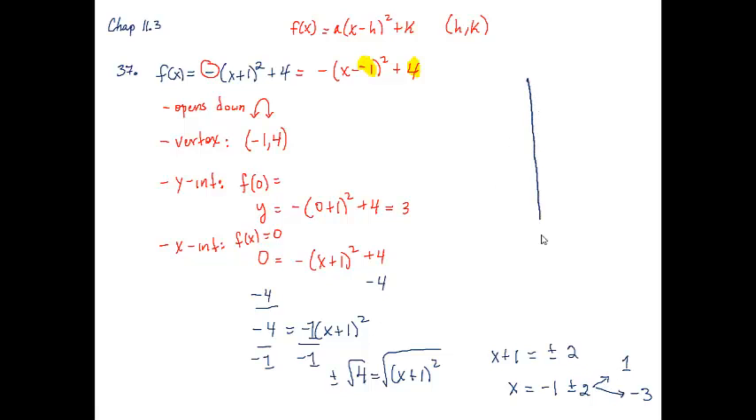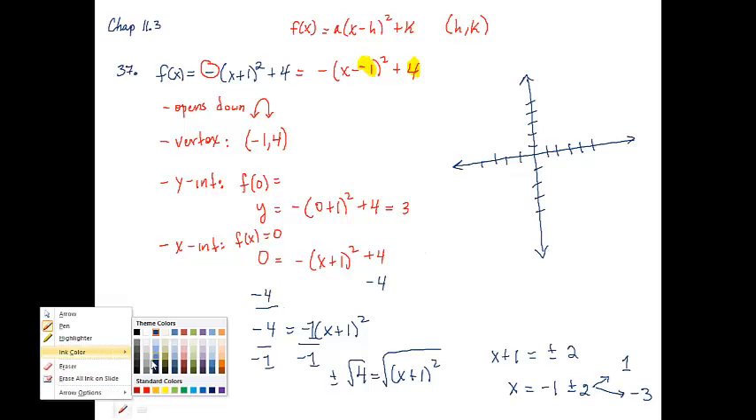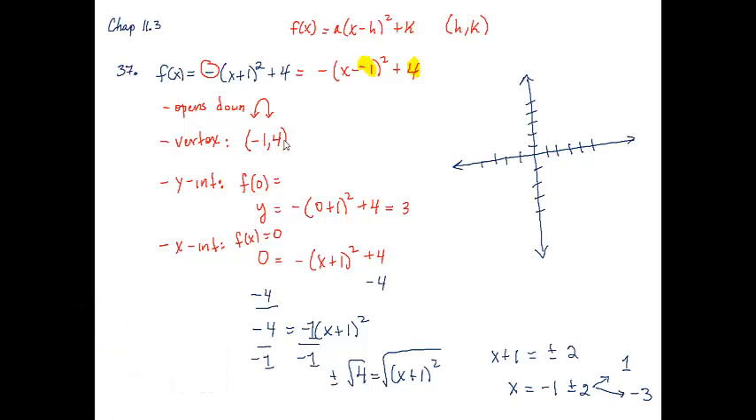Now we can sketch this. Okay, let's start by first plotting the vertex, negative 1, comma 4. And then the y-intercept was 0, comma 3. And the x-intercepts were 1, comma 0, and negative 3, comma 0. Now let's see if we can get the shape. It's a little off because my tick marks are a little off, but that's okay.